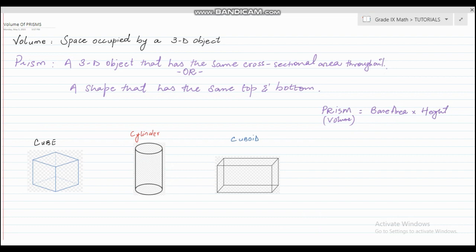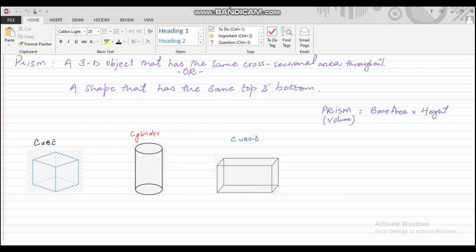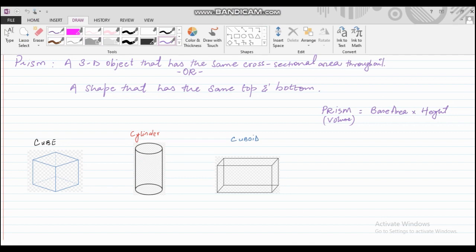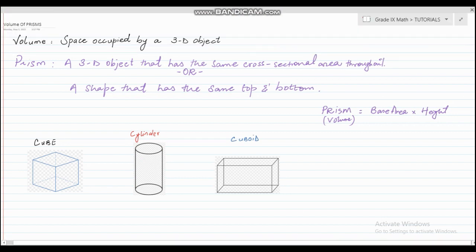And what is a prism? A prism, as you can see in front of the screen, is a 3D object that has the same cross-sectional area throughout, or a less complicated definition would be a shape that has the same top and bottom. I have examples of 3 prisms in front of me: this is the cube, this is the cylinder, and a cuboid. All of these shapes comply with this definition, meaning that they have the same top and bottom. So the general formula for the volume of a prism is base area times height.